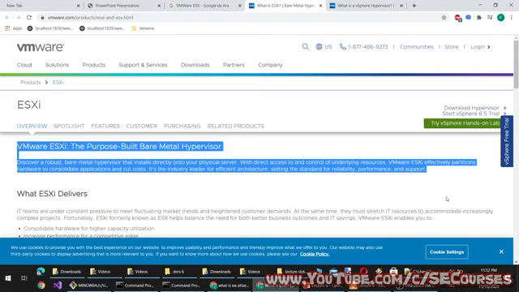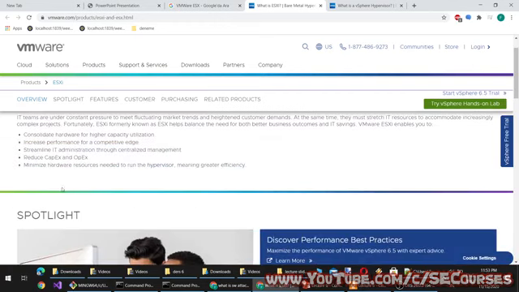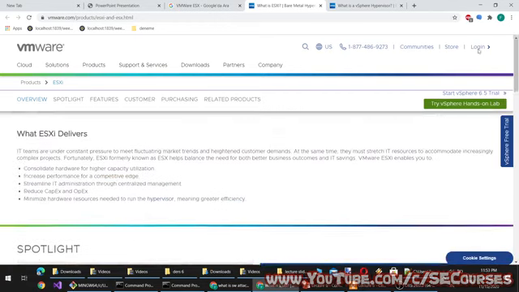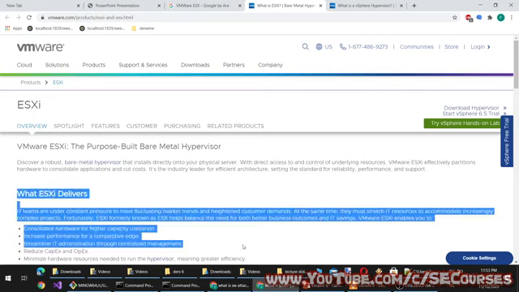VMware ESXi, the purpose-built bare metal hypervisor. Discover a robust, bare metal hypervisor that installs directly onto your physical server. With direct access to and control of underlying resources, VMware ESXi effectively partitions hardware to consolidate applications and cut costs. It's the industry leader for efficient architecture, setting the standard for reliability, performance, and support. Okay, so what ESXi delivers?